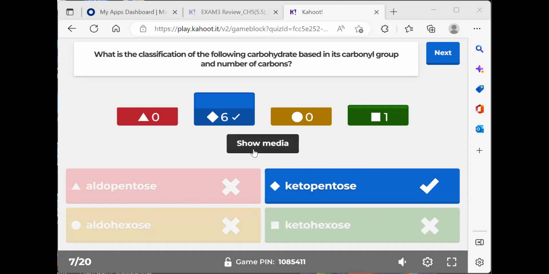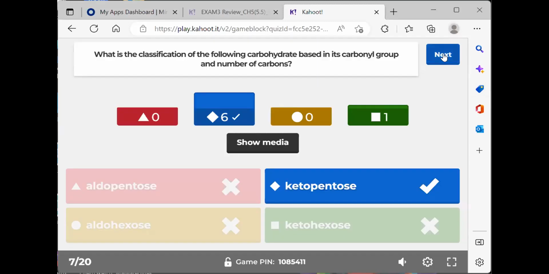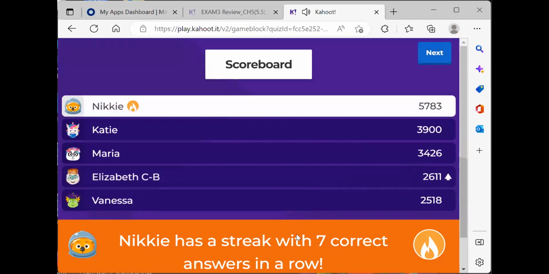Great job, you guys. So remember, here we have only 1, 2, 3, 4, 5. That's why it's called a pentose. And since we have a ketone, that is a ketopentose. Let's continue.